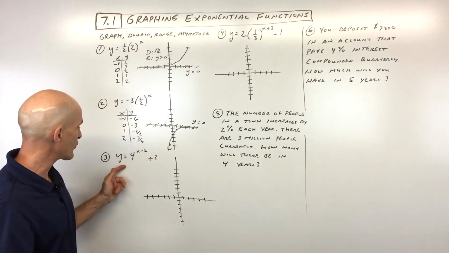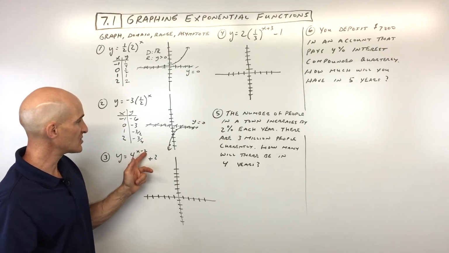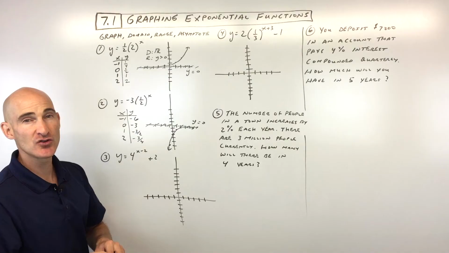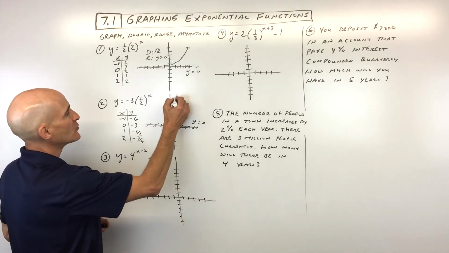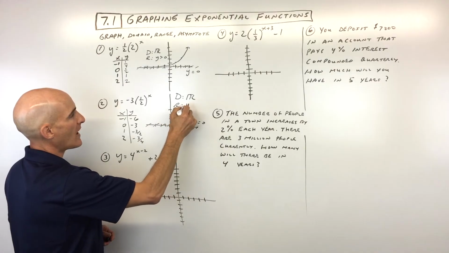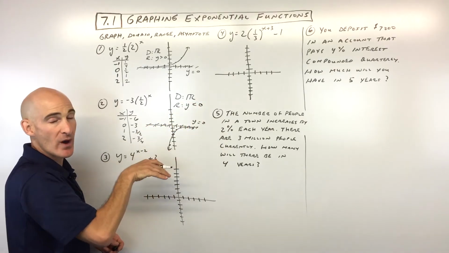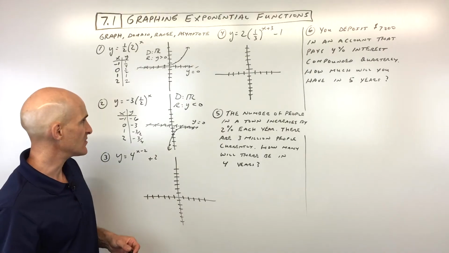Okay, so let's go to number 3. Now this one's a little bit more challenging. We've got y equals 4 to the x minus 2 plus 2. Oh, I forgot to do the domain and range on number 2. So the domain is all reals for these exponential functions, but the range is y is less than 0. See, it's below the x-axis, so we're saying the y's are less than or lower than 0.